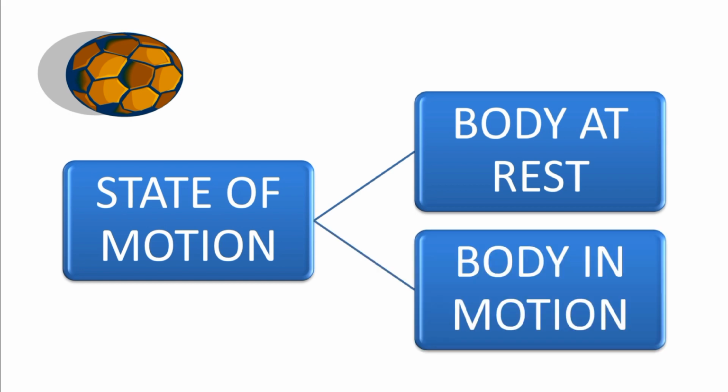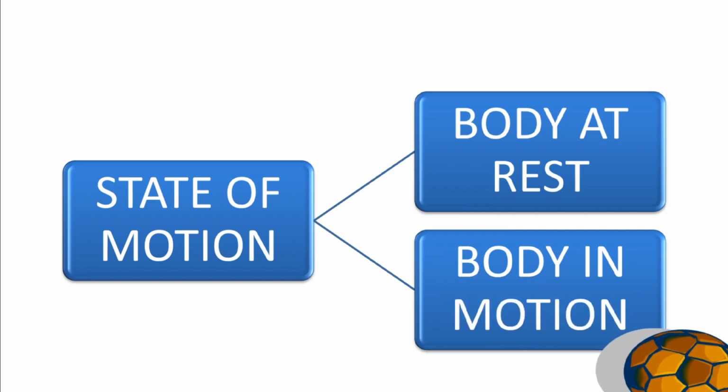Second one is body in motion. A body in motion is when an object does change its position with respect to its surroundings. For example, this ball that I am throwing in the air is in motion because it is moving relative to its surroundings. Let us see how we can classify it according to different criteria.